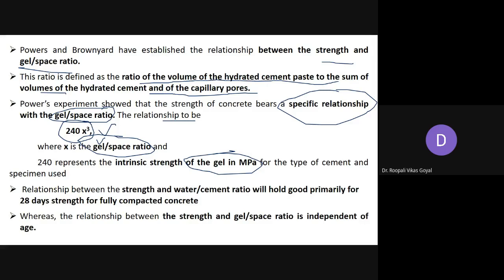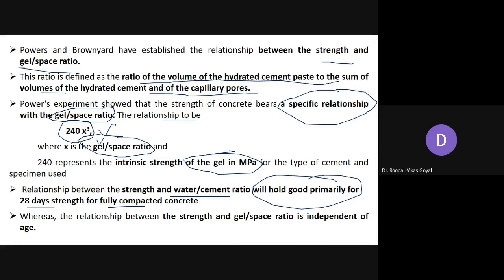So here you have established two relationships. One is with the water cement ratio and the second with the gel to space ratio. Both relationships, and up to how long they hold good, are given. The relationship between strength and water cement ratio holds good primarily for 28 days strength for fully compacted concrete.